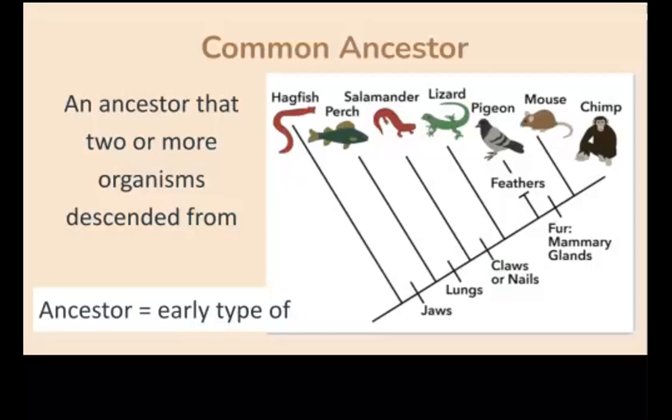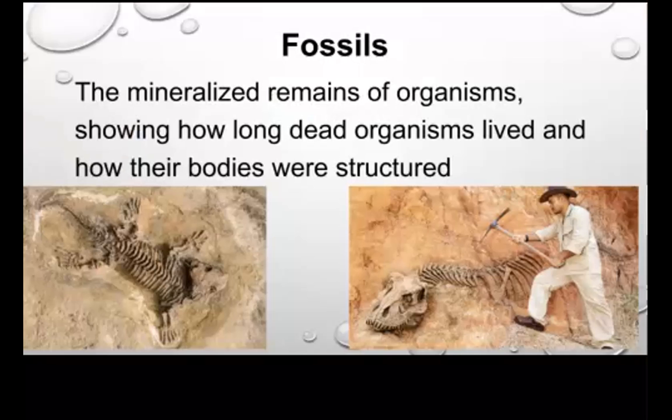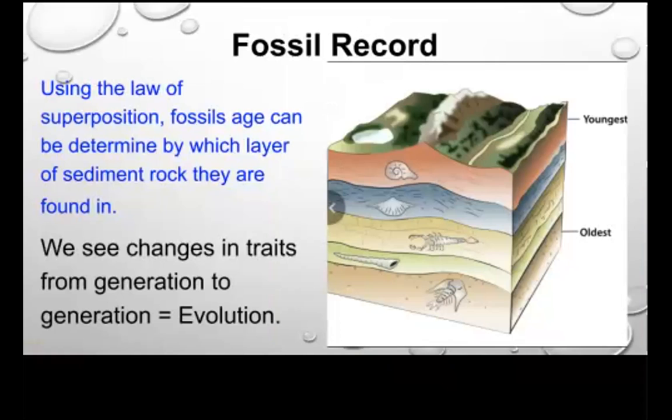Now, after we've defined evolution, we started looking at evidence that supports it. And we started off by looking at fossils. We know fossils are mineralized remains of organisms that have been dead a long time, and we can figure out how long they've been dead, the environment they lived in, and their body structure. But we're actually more interested in looking at the fossil record, where we can link fossils to the law of superposition. So we know that if the fossil's found on the bottom, it's older. A fossil found on top is younger.